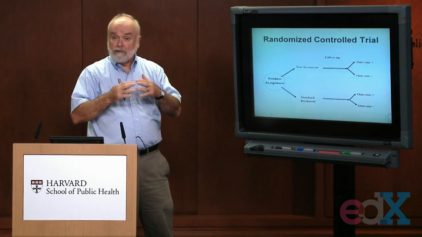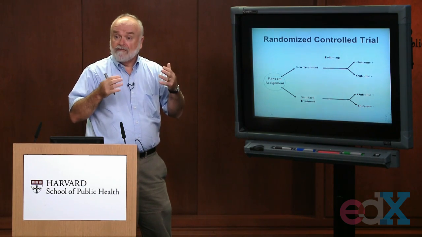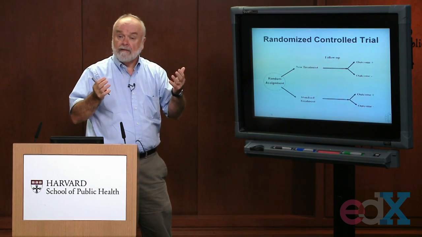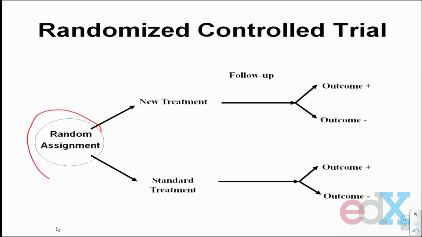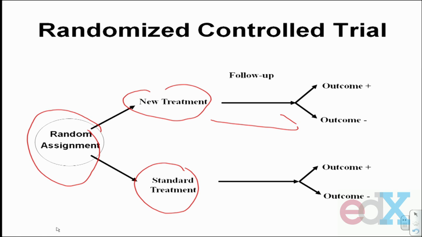So we start out with people who are at risk for developing the outcome, at risk for dying. We randomize people to either take a new treatment or a standard of care treatment, and then we follow those people for the next 1 year, 5 years, 10 years to see who dies and who doesn't die. Same basic principle of a cohort study. And a randomized controlled trial is a special case of a cohort study.